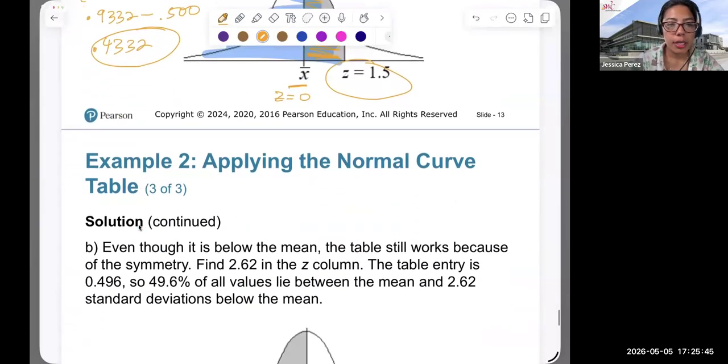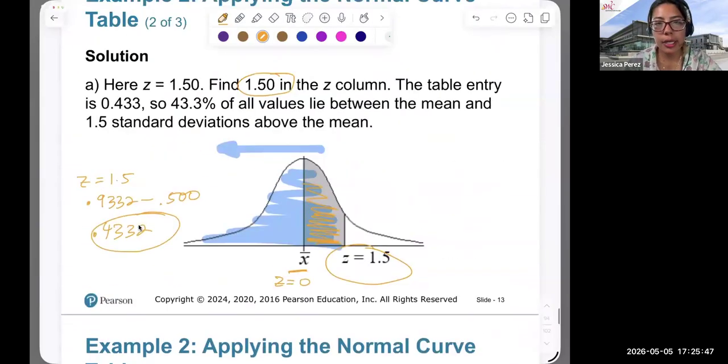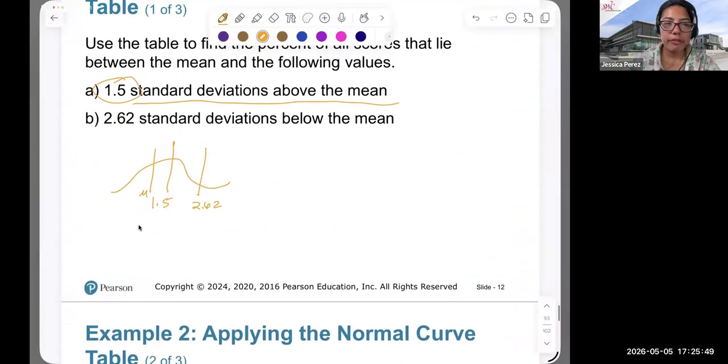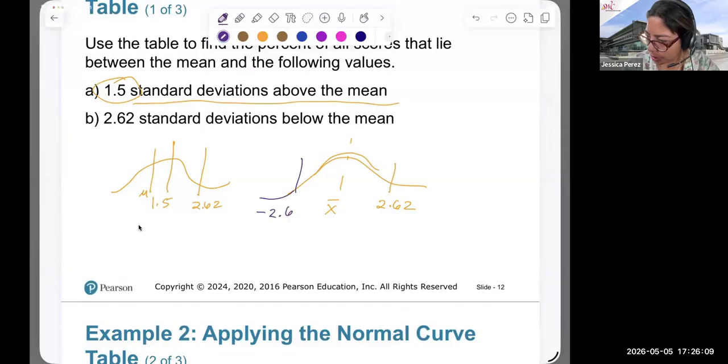Now, let's look at the next question. It's saying we want to find 2.62 below the mean. So here we have our x bar, and then we have 2.62, but below the mean. If we're below the mean, that means we're negative. Our z-score is negative 2.62. So we're actually finding this area.